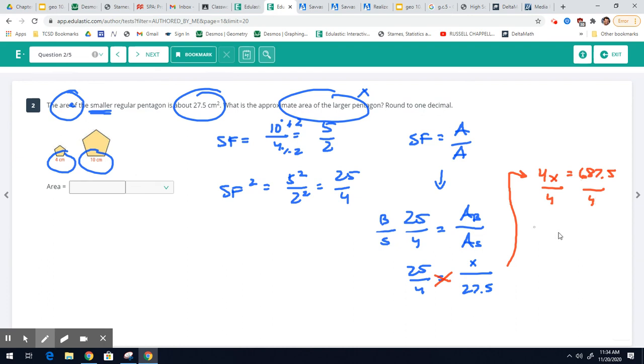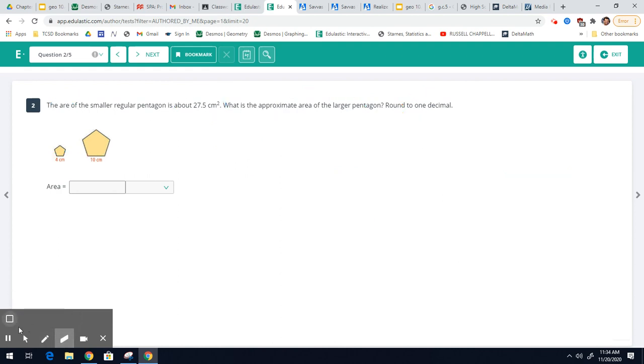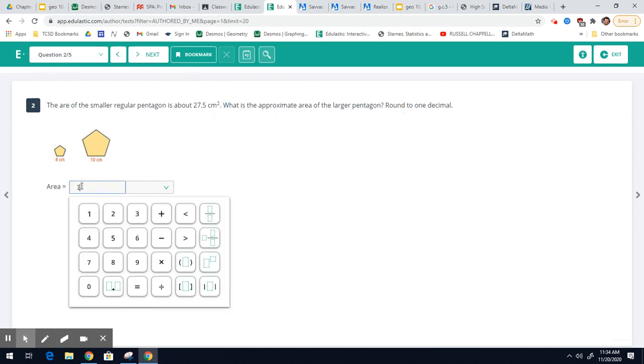You get a decimal answer of 171. It says round to one decimal. So without rounding, it says 0.87. We have to round to the 8. So the 7 does round the 8 up. That'd be 171.9. So that's my answer, 171.9. It should be bigger because the bigger figure should have the larger area.